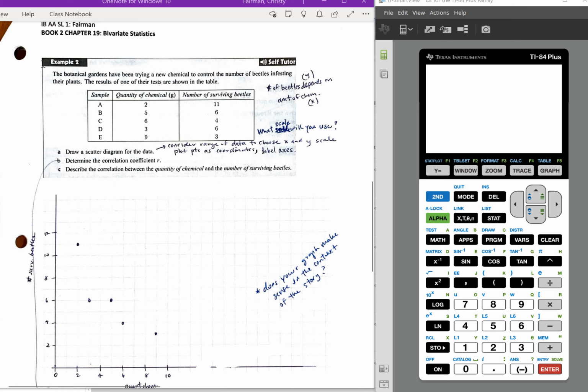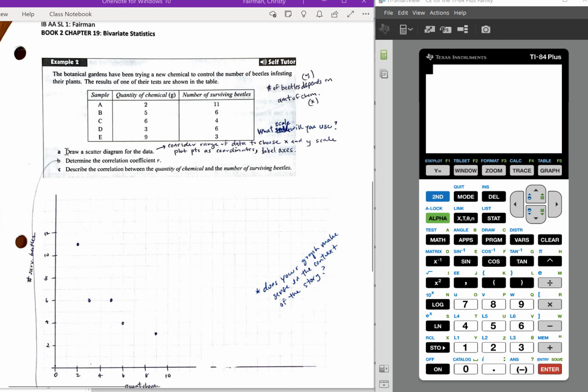First things first, you should always read the problem, make sure it makes sense. The botanical gardens have been trying a new chemical to control the number of beetles infesting their plants. The result of one of their tests are shown in the table. So they have 5 samples. They listed the amount of the chemical in grams, and then they counted the number of surviving beetles after applying that. So 2 grams, they had 11 surviving beetles. 5 grams of chemical, they had 6 surviving beetles. 6 grams of chemical, they had 4 surviving beetles, etc. So the amount of chemical is our X value, and the number of beetles left depends on that. So we know that that's our Y value.